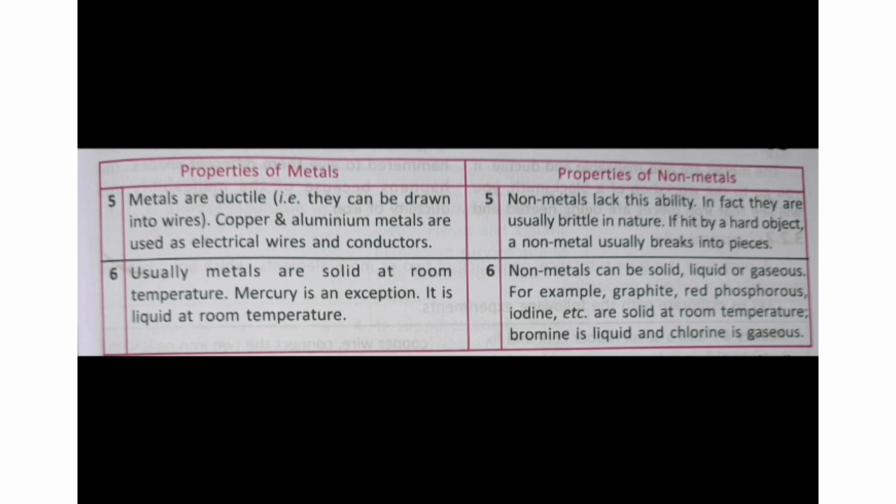Then if we talk about the properties of non-metals, they can be solid, liquid or gas, anything. For example, graphite, red phosphorus and iodine are solid at room temperature. Bromine is a brown colored liquid at room temperature. Most are solid, but some are liquid, and there are gases too, like oxygen, nitrogen and hydrogen, which are all non-metals and all gases. So according to this property, metals are usually solid, but non-metals can be of any type. There is no rule that non-metals should be solid, liquid or gas.